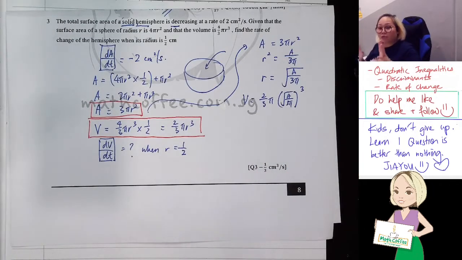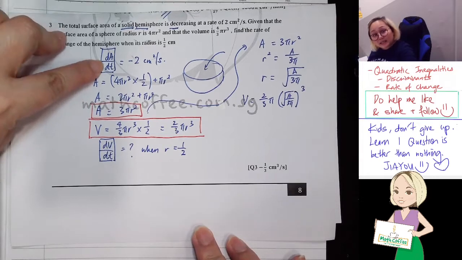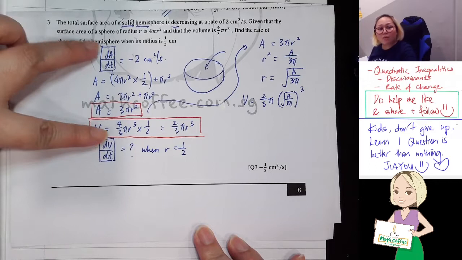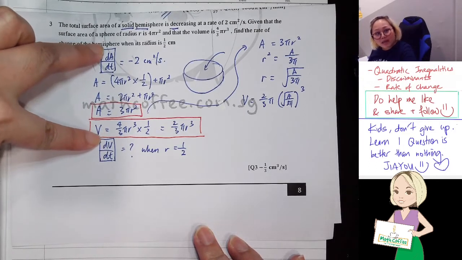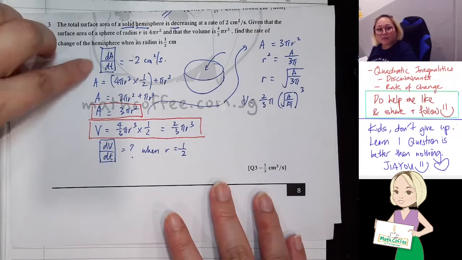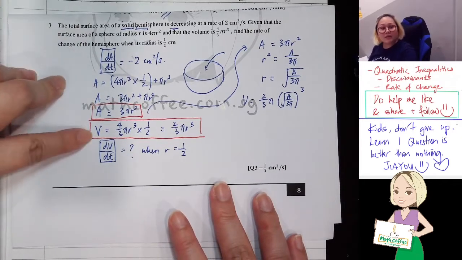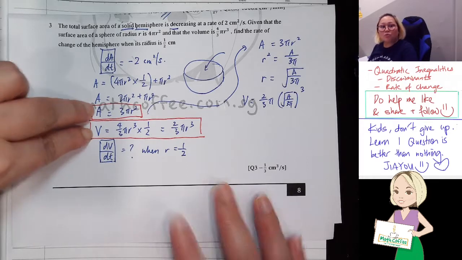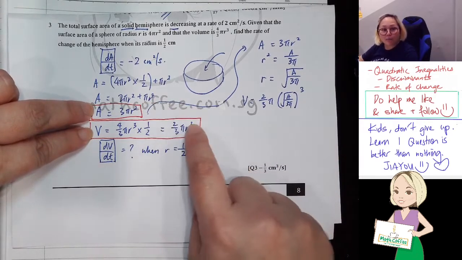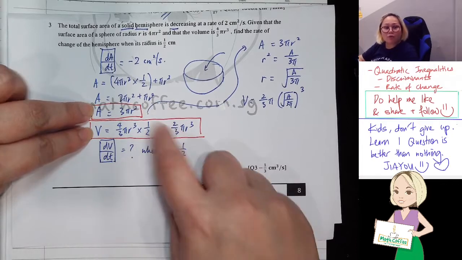Remember I said for rate of change, always analyze what formula you need. They give me dA/dt. They ask me to find dV/dt. So I need to have a formula that relates V and A. After I analyze the hemisphere, I have A in terms of R. I have V in terms of R. So you need to find out the common between these two, which is R. So make use of one of them to make R the subject.